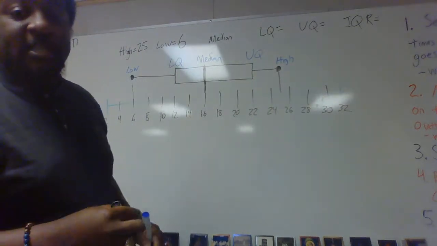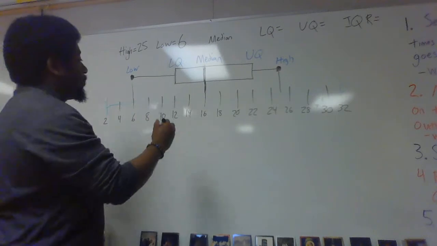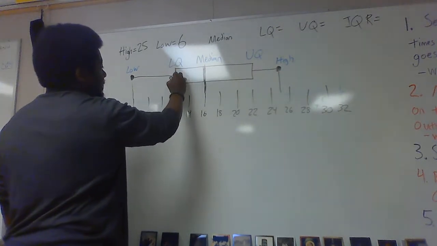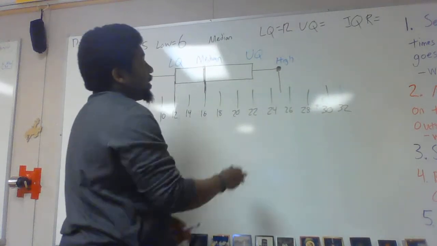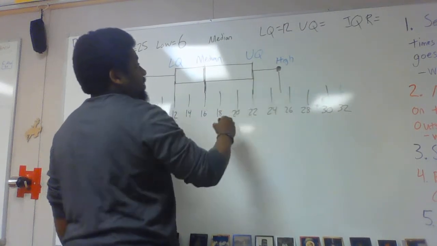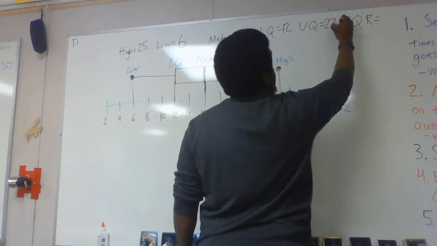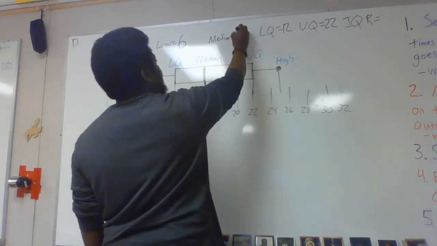Just like with the other pieces, y'all, you're just going to find out what number it is over on the number line. My lower quartile here is over 12. My LQ is 12. My upper quartile is over 22. My upper quartile is 22. Forgot to say my median was 16.